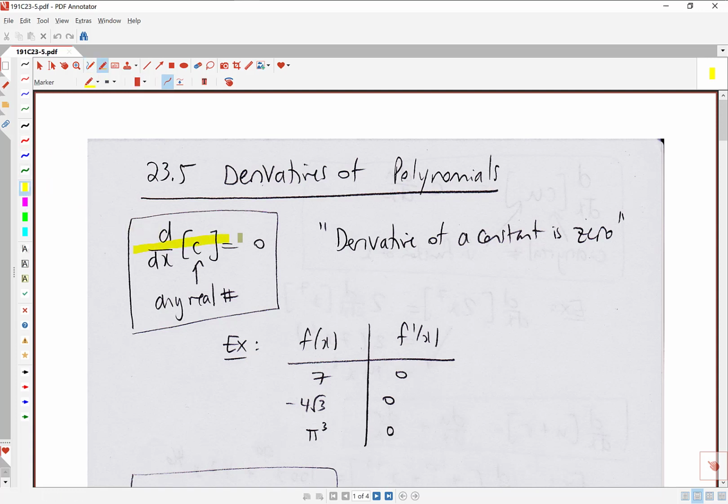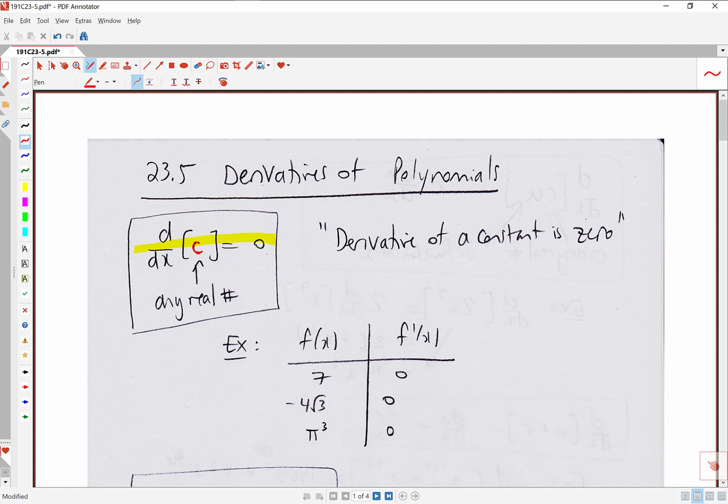Here it is. And in this context, C is going to represent any real number. So it's just a constant. And this expression d by dx out here, that represents the derivative. So what this says is that the derivative of a constant is equal to 0.